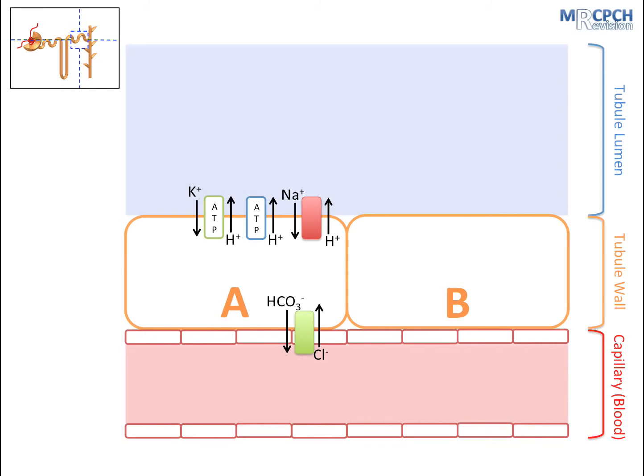So type A intercalated cells are active when we're in a state of acidemia in the blood and want to be rid of excess protons and retain bicarbonate. As you can imagine, the type B cell does the precise opposite. Again, through the carbonic anhydrase system, we end up with our proton and bicarbonate absorbed back into the cell.